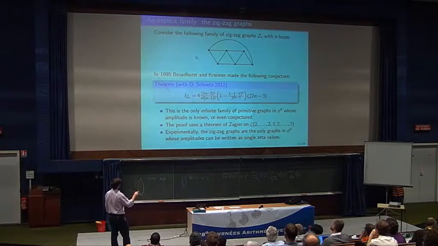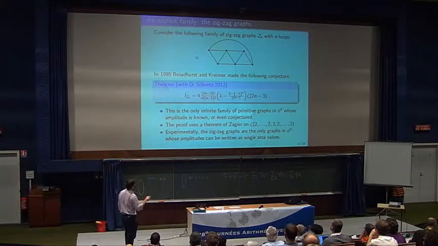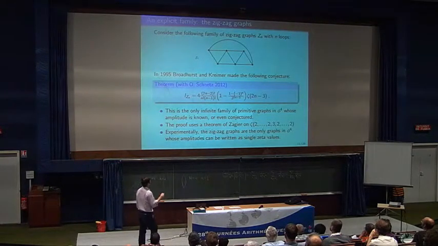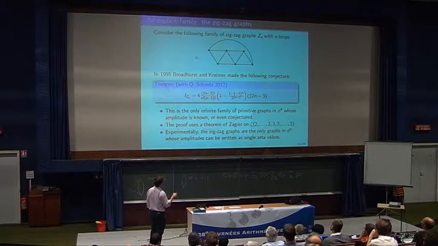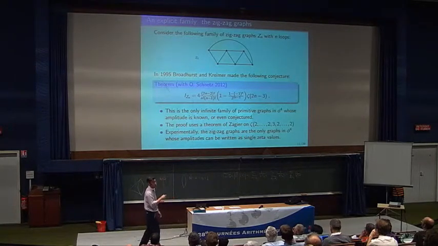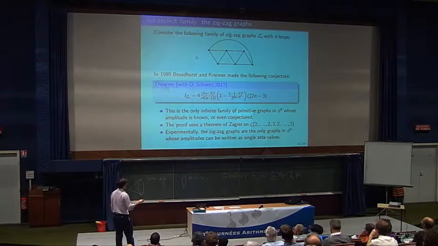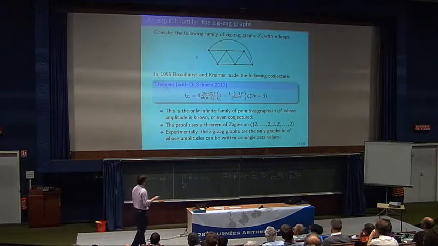But in 1995, Broadhurst and Kreimer made the following completely explicit conjecture for the amplitude of these graphs. It's some Catalan type constant times some factor here which depends on the parity of n. That's reasonable because if you think about the topology, when n is odd or even, the topology of this graph is slightly different. And times a single Riemann zeta value. Of course, this is only valid when n is greater than or equal to 3.